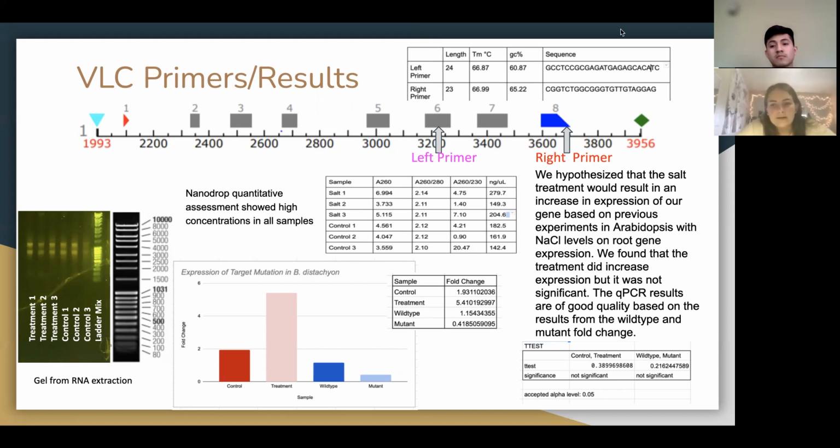The graph can be seen on the slide, and it shows that the treatment group has a higher fold change than the control group. Though this does appear to be a difference, we ran a t-test on this fold change and found that the change in expression is not significant between the treatment and control group. And we know that our qPCR was successful because the wild type and mutant fold change levels are different. And so though our hypothesis does appear that it could be a difference, it wasn't significant.